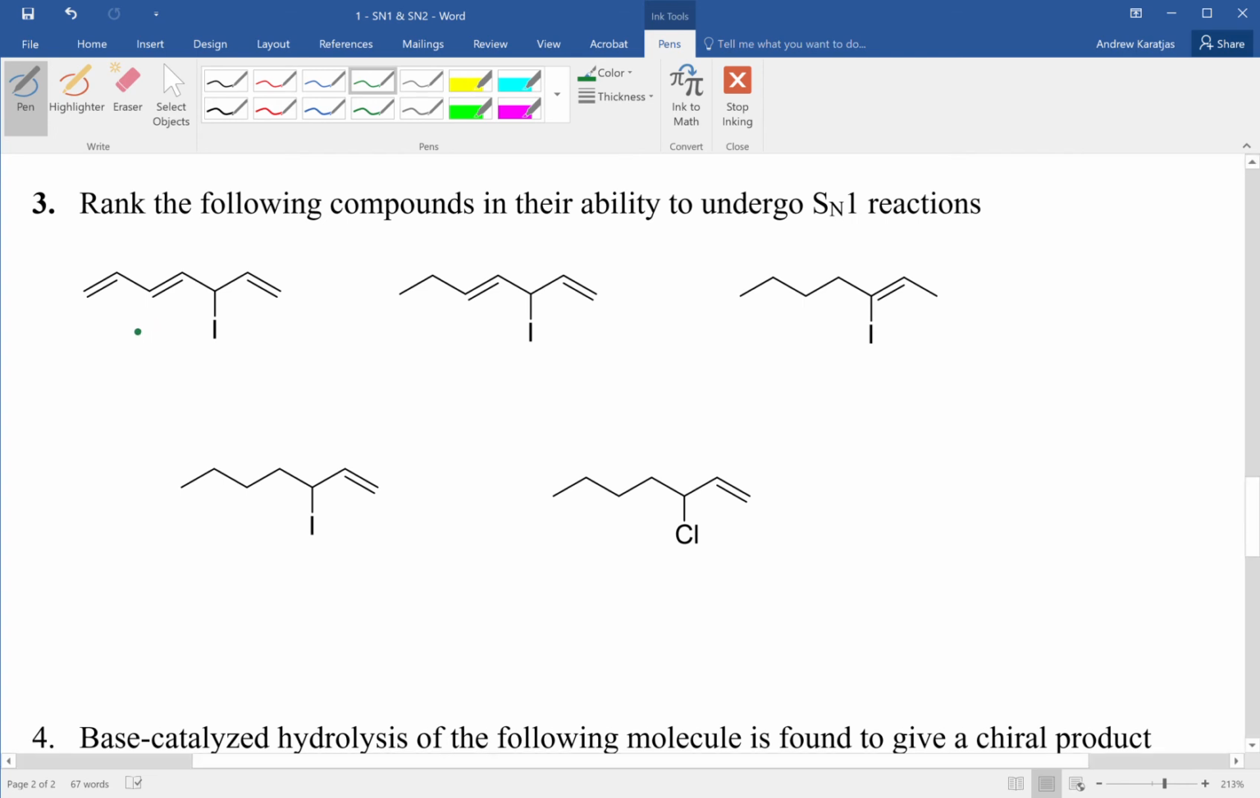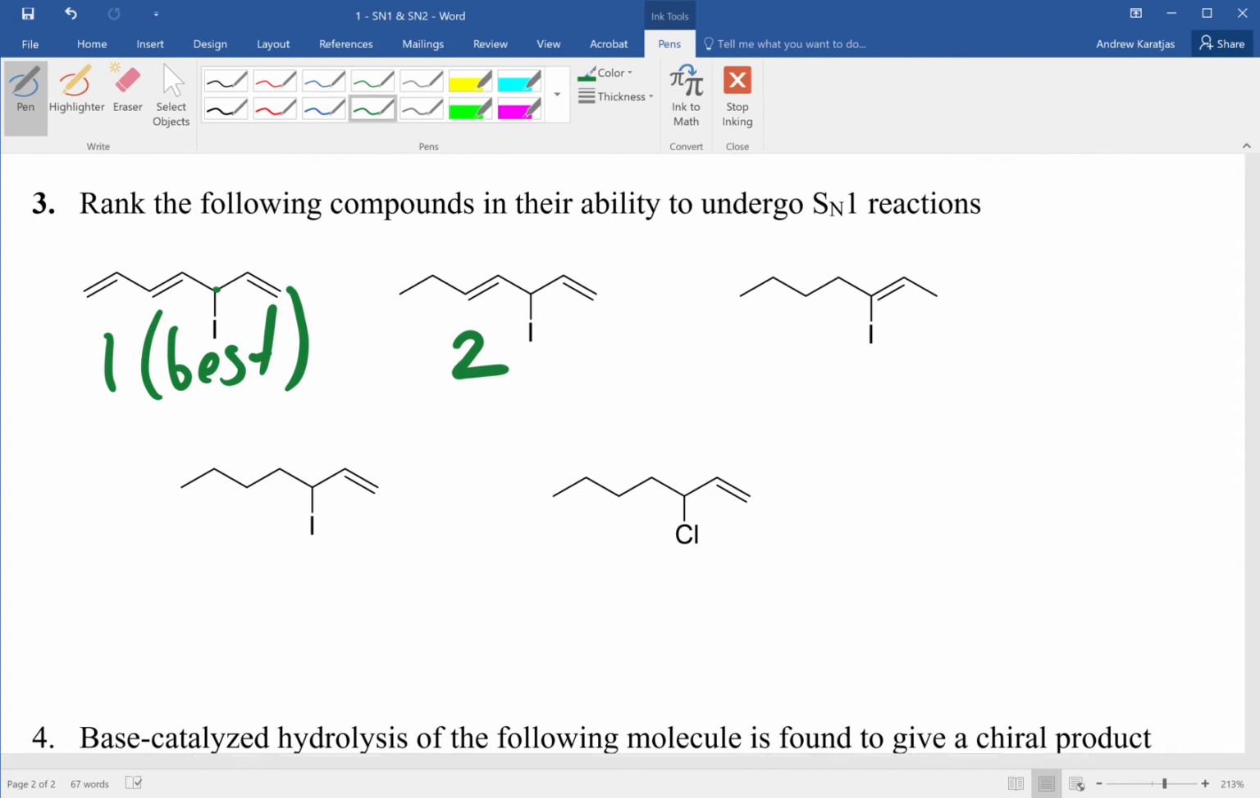And so you'll notice up here at the top left, we have an iodine that when it leaves, that carbocation is resonance stabilized by 1, 2, 3 alkenes. That's going to be better than the one that's stabilized by only 2 alkenes. And that'll be better than the ones that are stabilized by only 1 alkene, which are these two at the bottom.